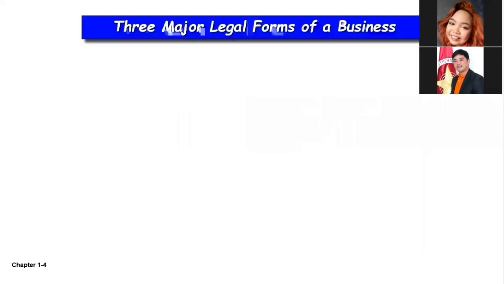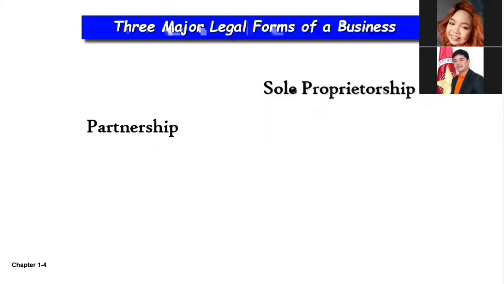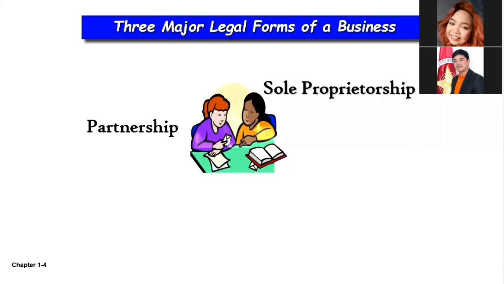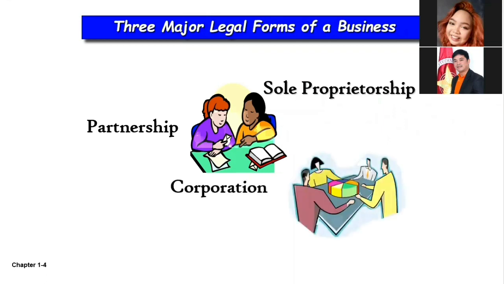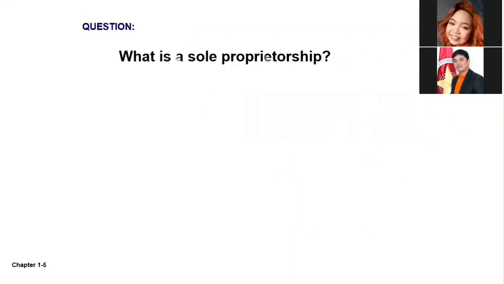Okay, so 3 major legal forms of a business. That includes the sole proprietorship, the partnership, and the corporation. And in general, the accounting process is the same for all these 3 forms of businesses. Okay, di pa pala lumitaw si corporation. And then, nagbabagal ng konti. Ayan. So what is a sole proprietorship? Just a quick review lang.